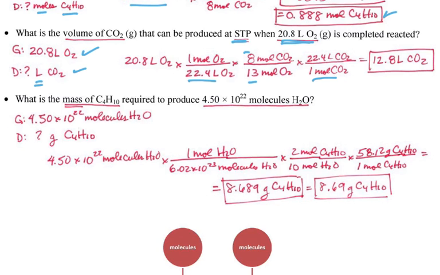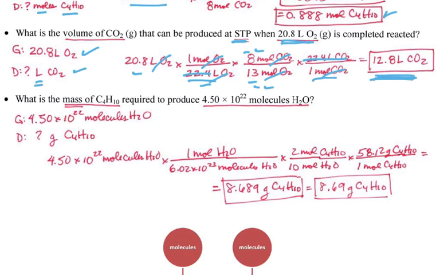So my final answer, I'm going to do 20.8 times 8 times 22.4 divided by 22.4 divided by 13, and I get this value. Now you might notice mathematically that 22.4 is actually canceled out as well. So the liters cancel out, moles cancel out, moles cancel out. So 20.8 times 8 divided by 13, this gives me this answer, 12.8 liters of CO2.